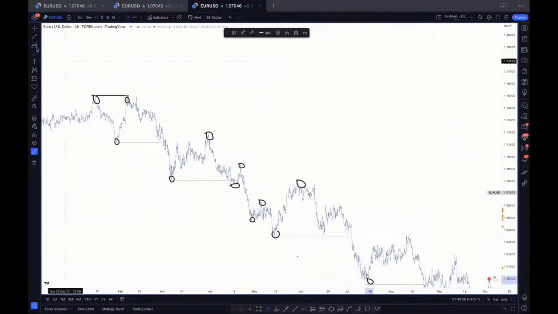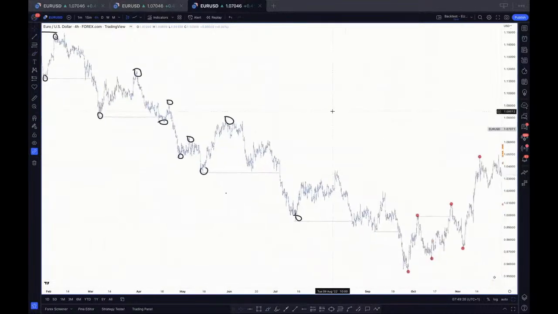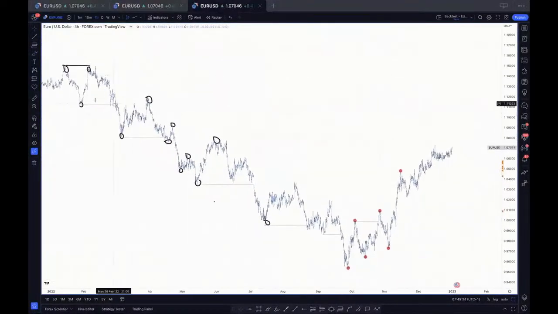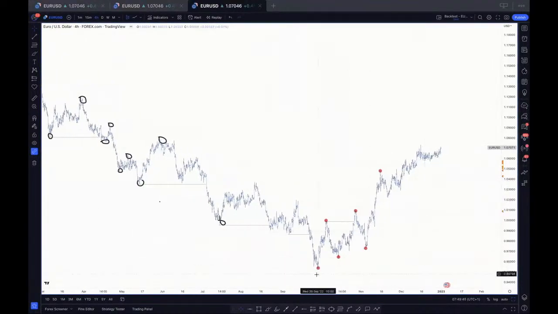So this is basically how, when you look at the entire structure on the 4-hour since January, you can see that it was basically a series of lower lows, lower highs, lower lows, lower highs, lower lows, lower highs, and then lower lows. And then around here, this was September, we made the last lower low. And then from here, we can see that the market decided to change from the bearish momentum to the bullish momentum.